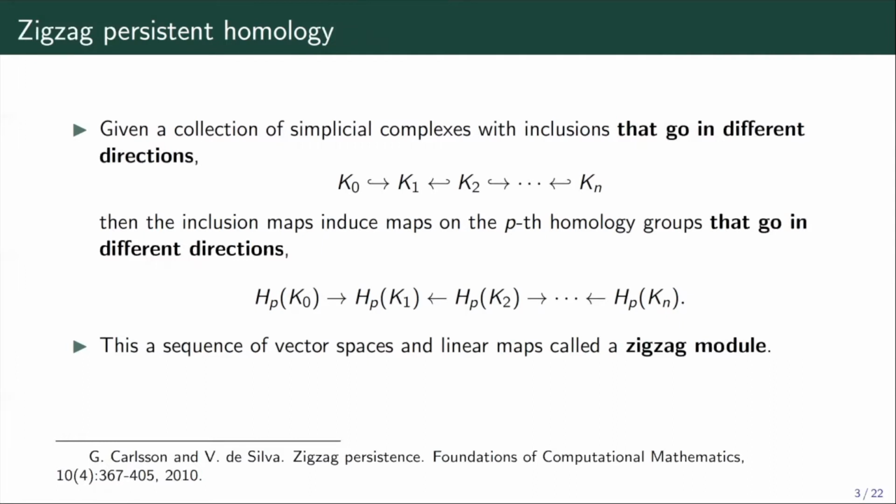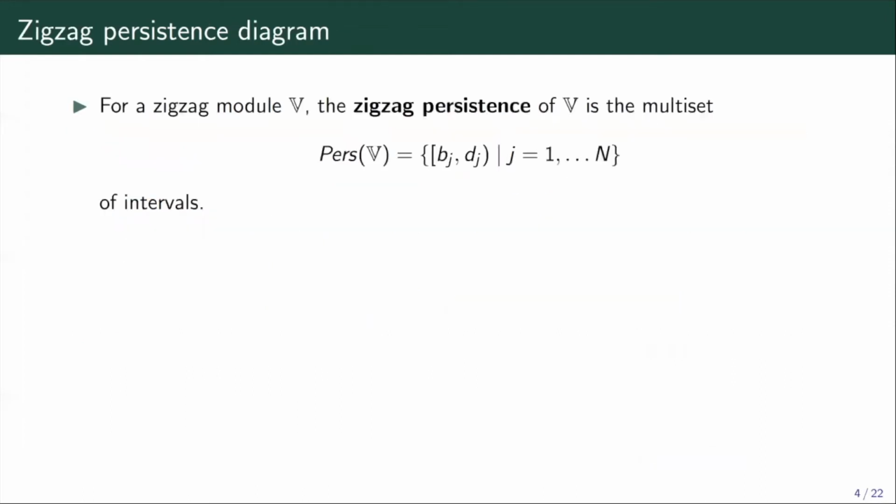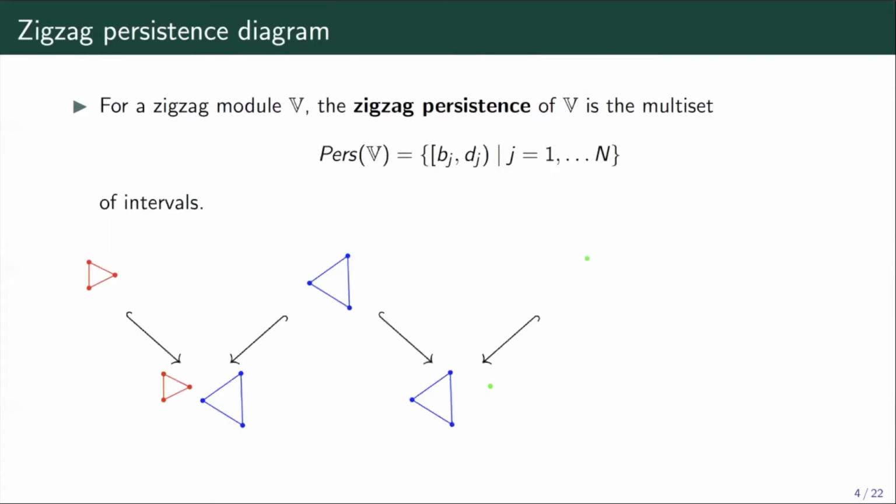Regardless, these inclusions induce maps on the homology groups, where the maps on the homology groups go in the same direction corresponding to the inclusion. So again, we have that zigzagging pattern here on the homology groups, and this is called a zigzag module. Zigzag persistence still gets you a persistence diagram. However, in this case, the birth and death pairs don't necessarily correspond to scale like they do in the Vietoris-Rips filtration. Here, what they're going to correspond to is the location in the zigzag.